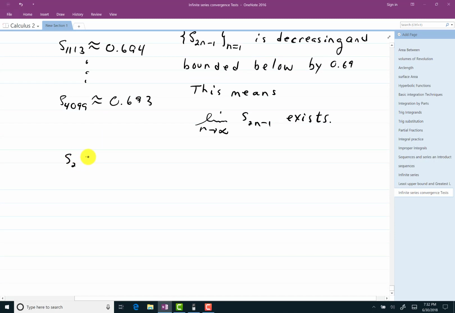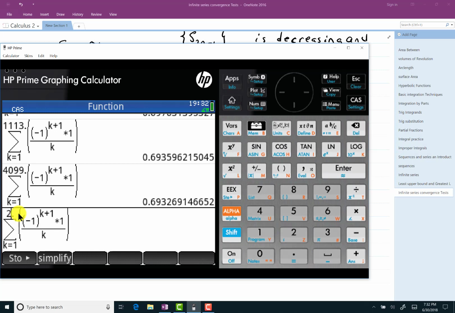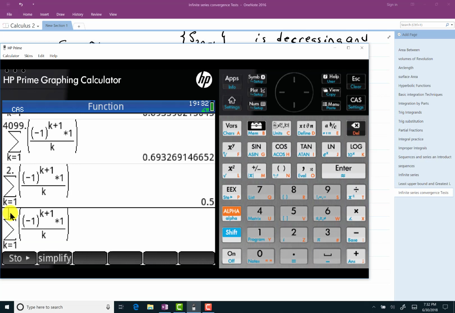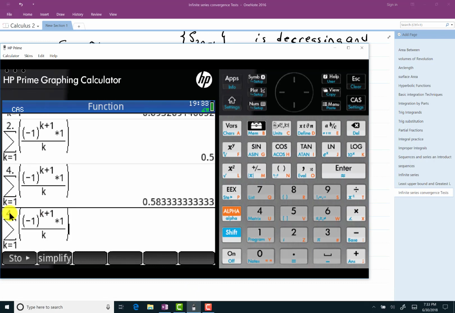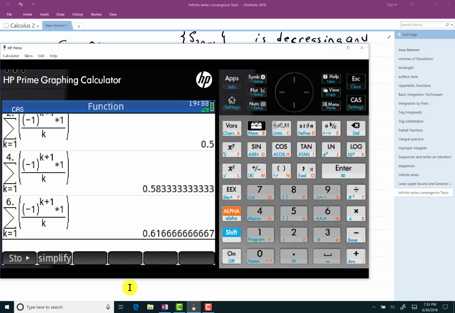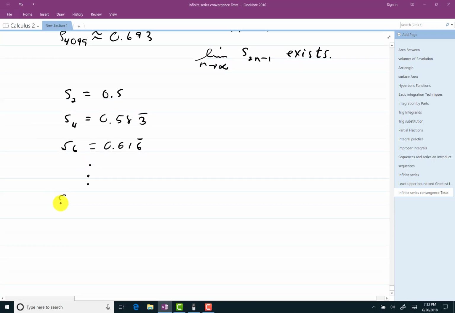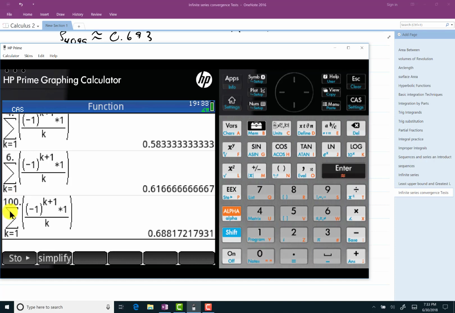Now let's go to the even. So I'll start at S sub 2. And I'll go back to my calculator. 0.5, easy enough. S sub 4, 0.583 with a bar over it. Let's see, S6, 0.616 with a bar over it. And I'll do as before. Let's get some big values. Let's do S of 100. I get 0.688.